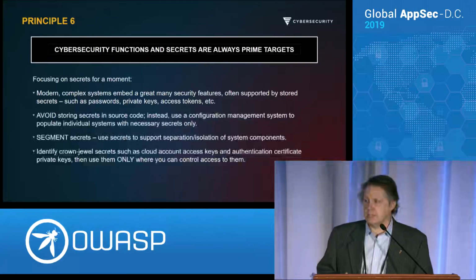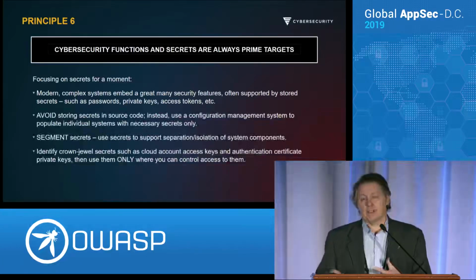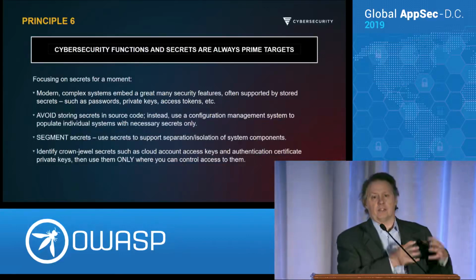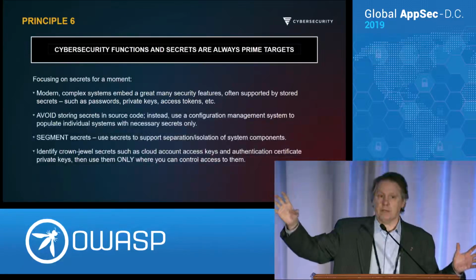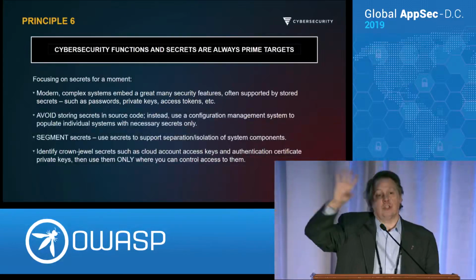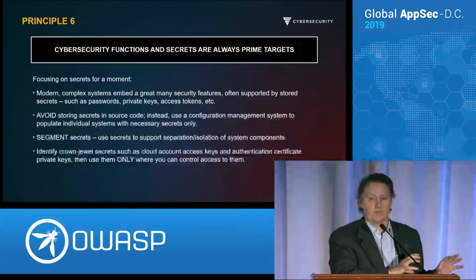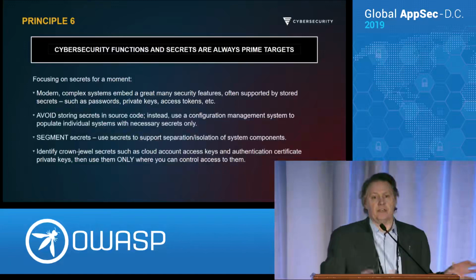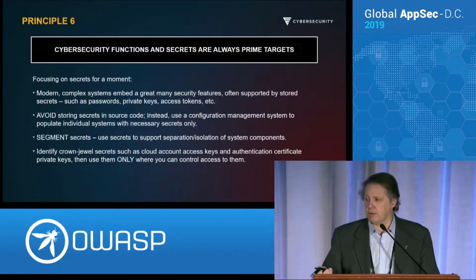Modern complex systems embed a lot of features that use a lot of secrets, right? Passwords, private keys, tokens, etc. We already talked about the next bit. Segment your secrets. Let's say you get a private key and it's associated with a certificate for your public website. That's great. It's for your public website. Just use it for that. Don't use it for all your internal interfaces, because now you've stored that really, really important private key in 19 different places inside your system. Okay, we talked about crown jewel data already.